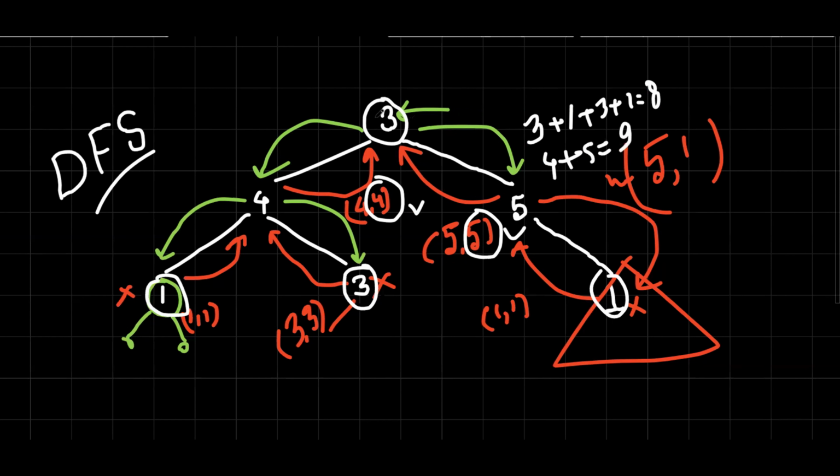Now, the optimal strategy for node 3 will be the maximum of 8 and 9. So here, node 3 will return the value 9, which is the maximum of 8 and 9. So for this problem, the answer will be 9. I hope you understood the algorithm. Now let's move on to the code.